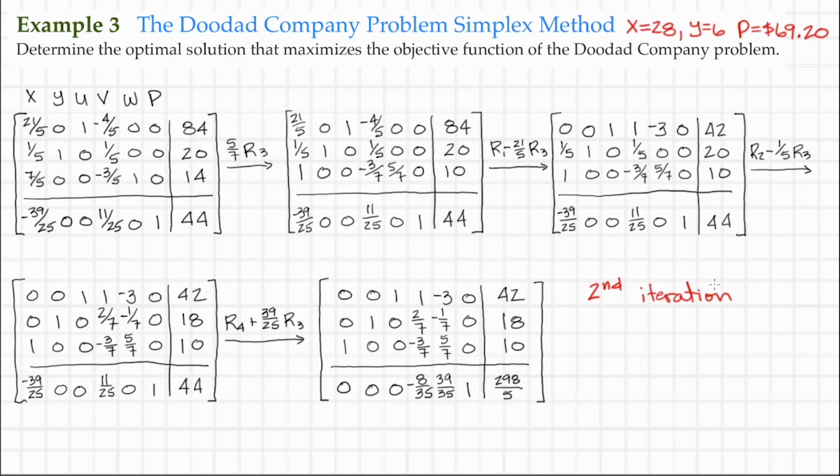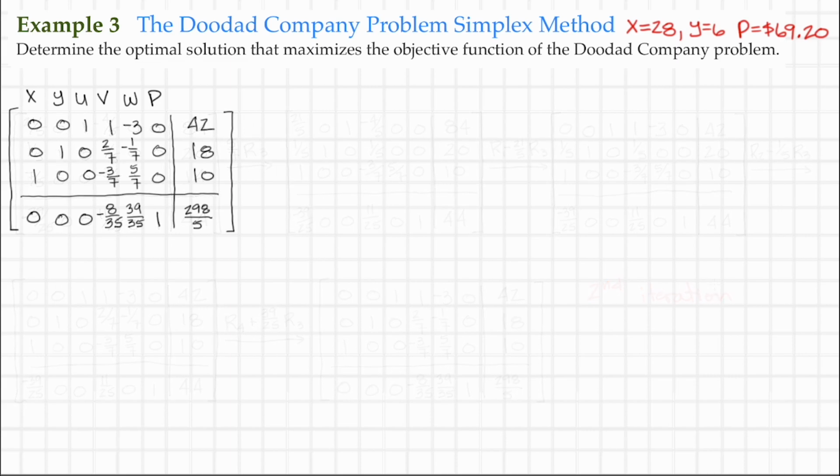But we repeat again. So of course, as we do the process again, the first thing we want to do is determine a pivot value, a pivot element. And of course, that's going to occur in the column with the most negative value in the last row here. And there's only one, that's right here. So automatically, this is going to be our pivot column.